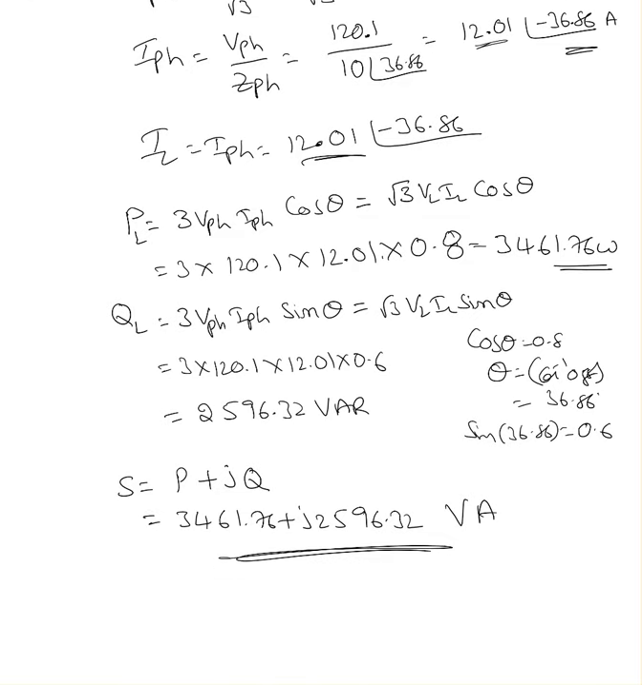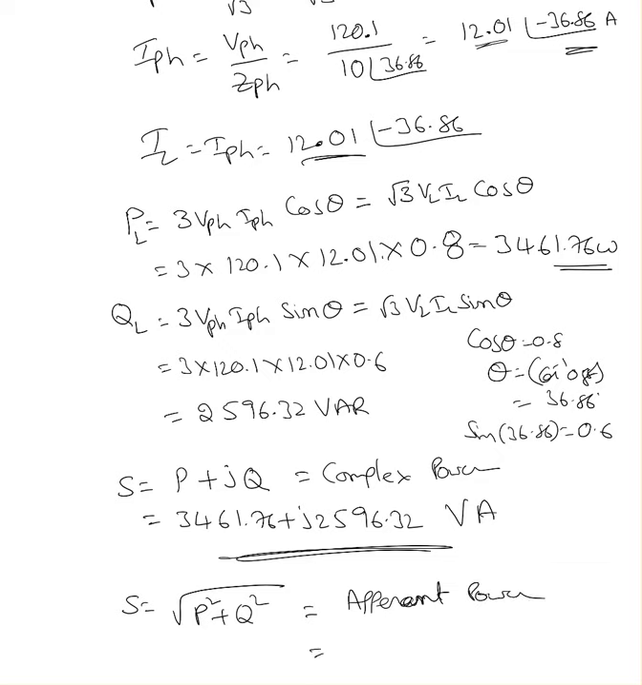This is called complex power, the S value, or if you want apparent power, square root of P squared plus Q squared. Both of them are the same. This is called complex power. This is called apparent power. So apparent power equals square root of that, 4327.2 volt ampere.